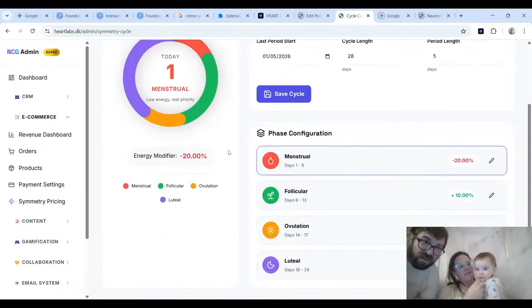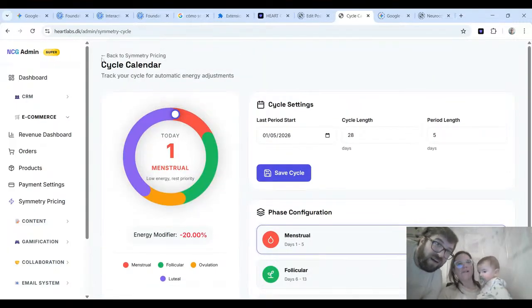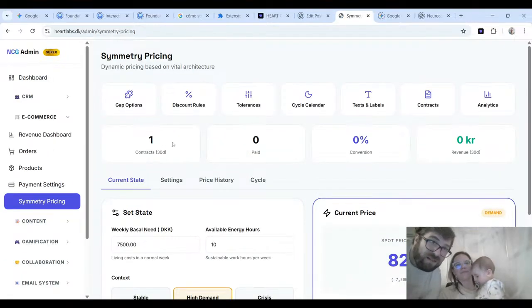Okay, here you can of course customize what you want in each phase.